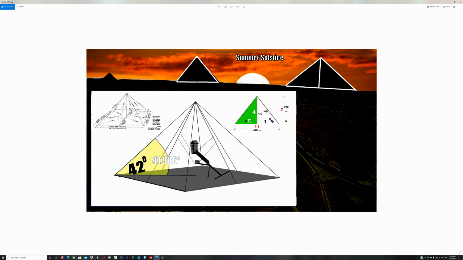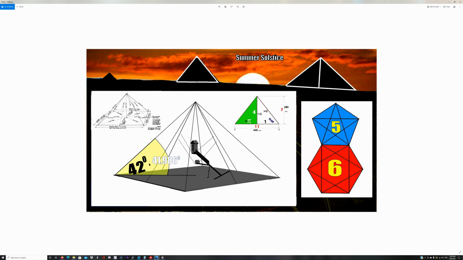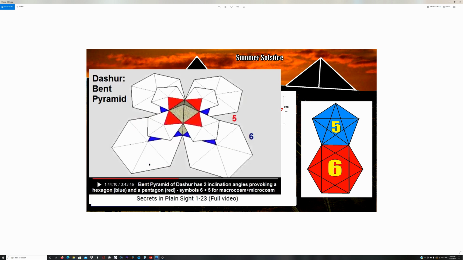So the angle that's most often mentioned is a 51.84 degree slope angle, the apothem, but the corner angle of the pyramid, so the pyramid again is not a triangle, it's actually three-dimensional, and so you get this 42 degree angle, and we can draw that from the 5/6. So we draw a pentagon and we draw a hexagon, and the angles that are encoded in there will give us the angles we need to draw this alternative view, the corner view of the pyramid. And that's also a nice connection to the bent pyramid.